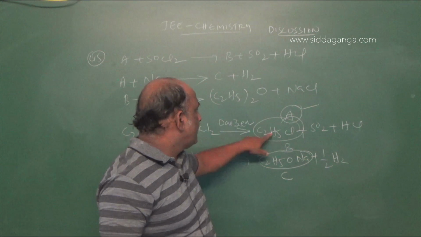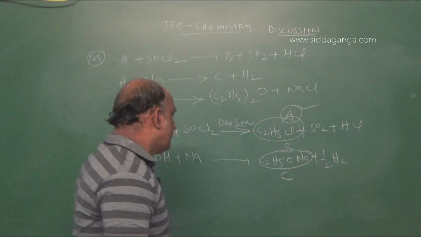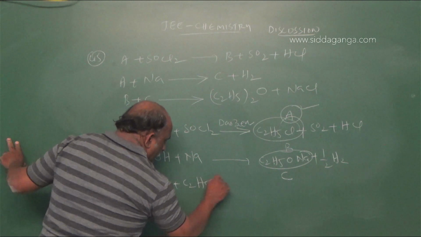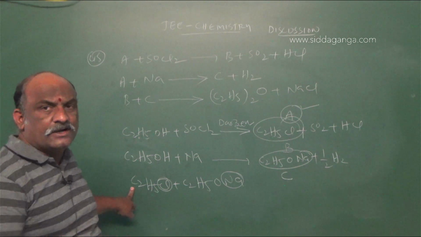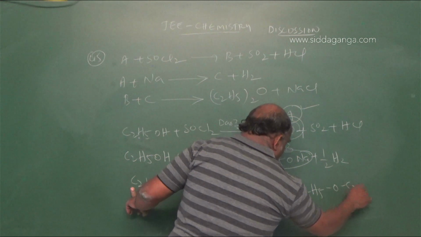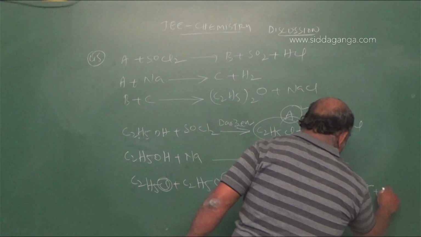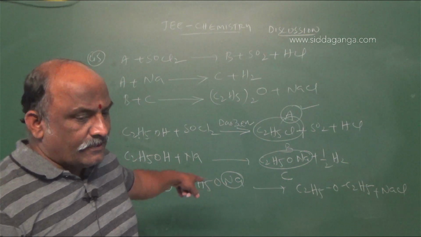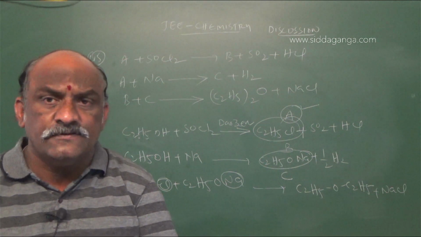What is B? C2H5Cl is B. What is C? C2H5ONa. C2H5Cl plus C2H5ONa, remove NaCl from this. This is called Williamson synthesis. So what is the answer? C2H5O C2H5 plus NaCl. The last reaction is Williamson synthesis.